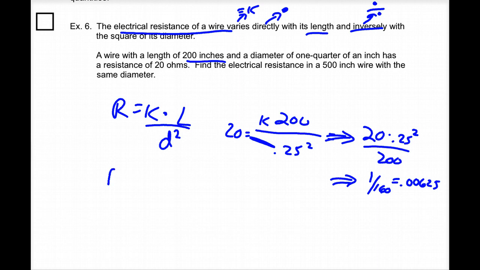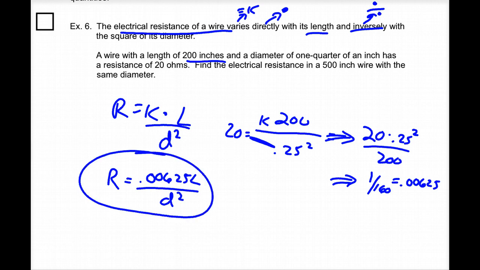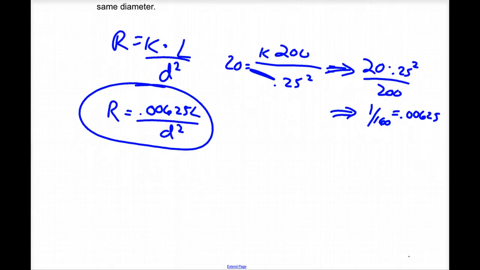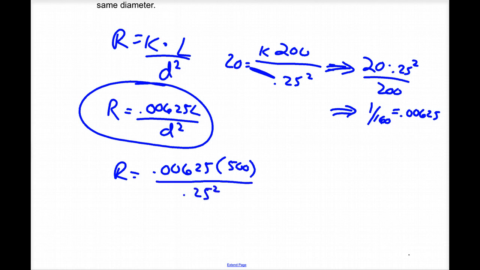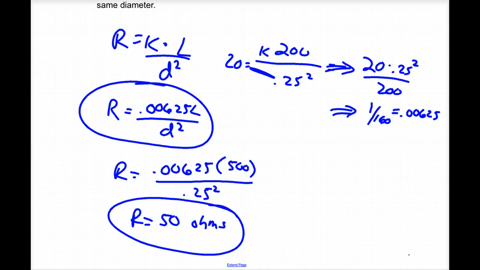So my equation is actually R equals 0.00625 L over D squared. So that would be an equation. Then I say, what's the resistance if it's a 500-inch wire? So just use your formula here. So R equals 0.00625. It's a 500-inch wire, and then it tells you that the diameter is the same. So you dump that into your calculator, and you find out the resistance is 50 ohms. And answer your word problem with units.